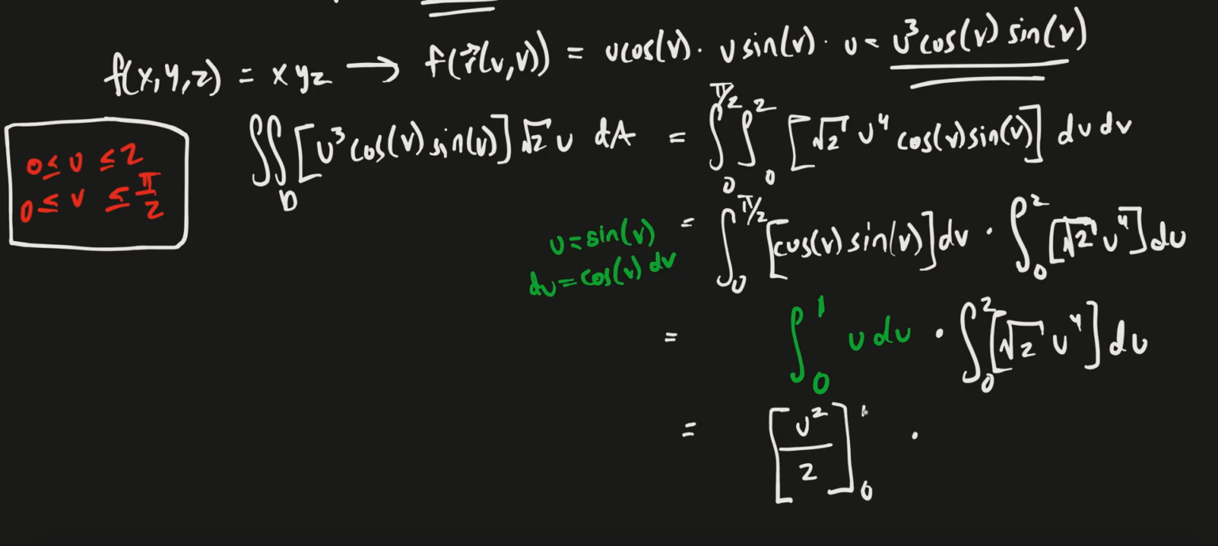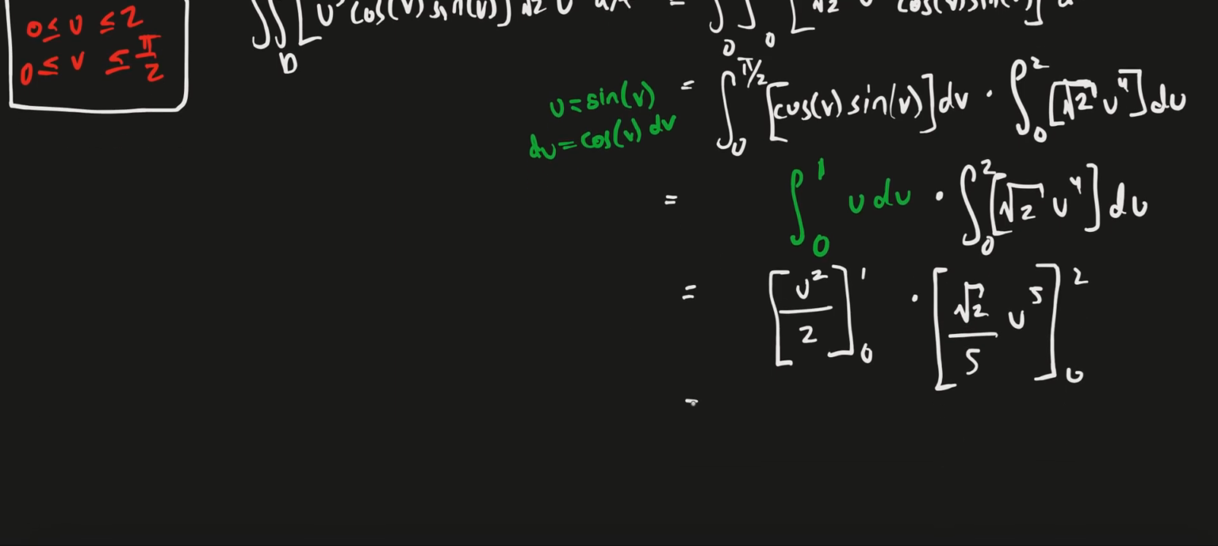So this is u squared over 2, from 0 to 1, times, this is also not that hard, root 2 over 5 u to the 5th, from 0 to 2. The 0 is not something to worry about, so the first part is just 1/2. And same thing here, 0 is just going to be 0, so it's going to be root 2 over 5 times 2 to the 5th power. This will cancel with this, becoming 4. 2 to the 4th power is 16. So this is 16 root 2 over 5.